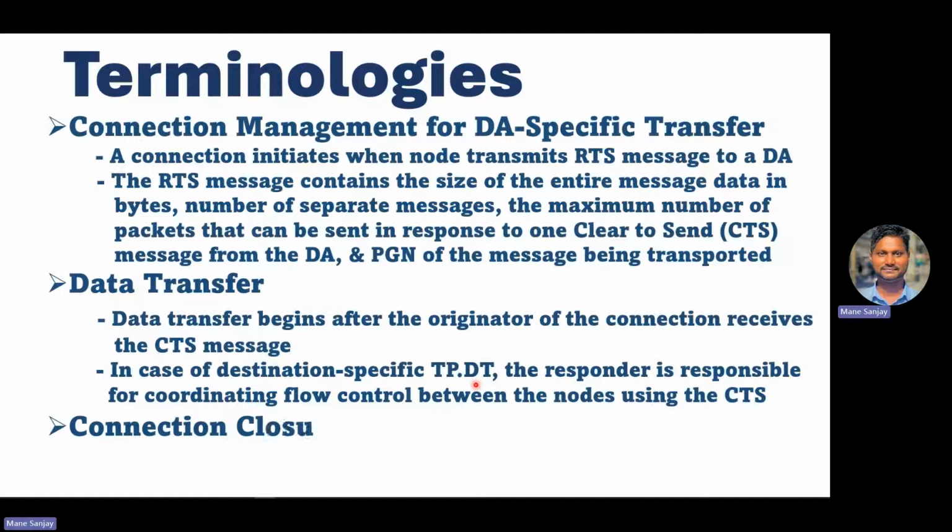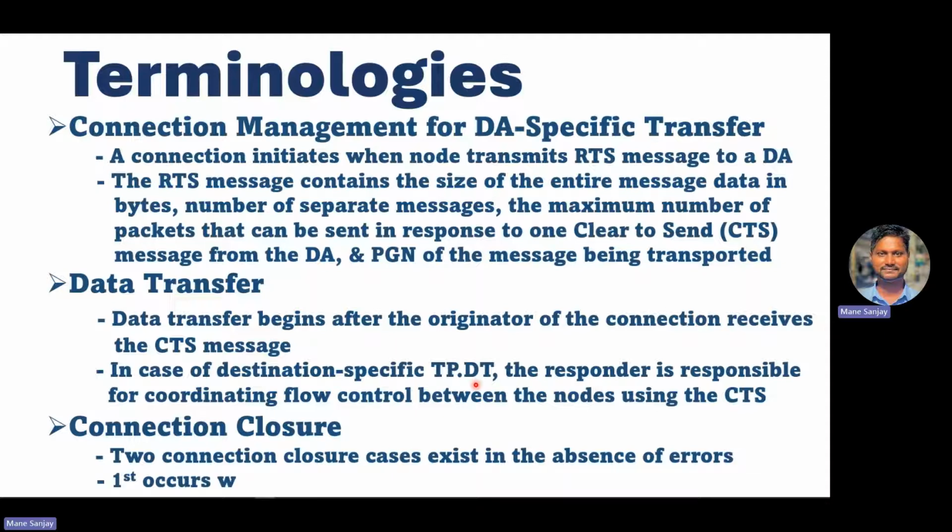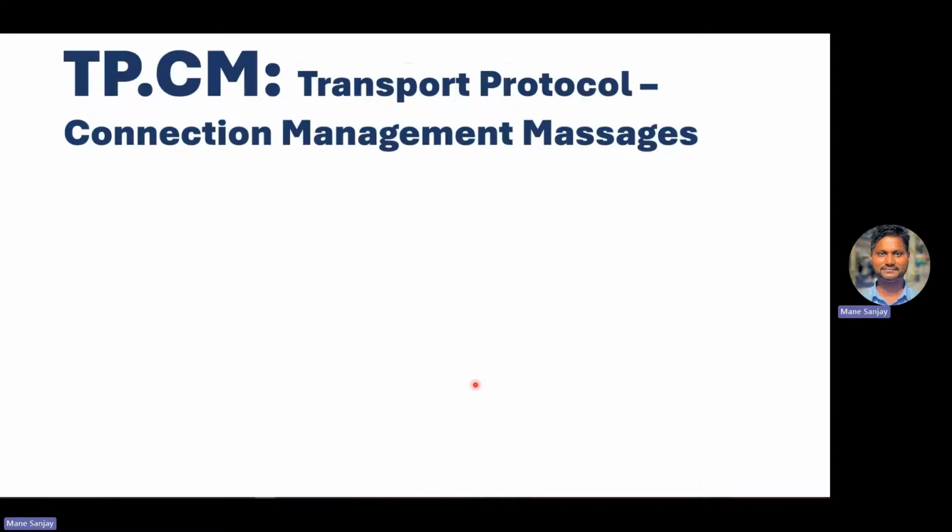Next is connection closure. Two connection closure cases exist in the absence of errors. The first occurs with the BAM, the broadcast announce message data transfer, and the second with the destination address specific data transfer. So let's talk about the TP.CM in more detail.